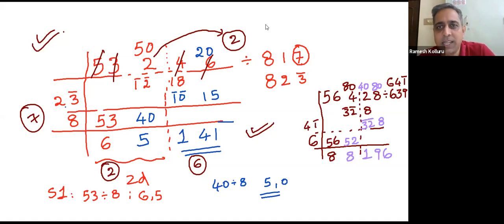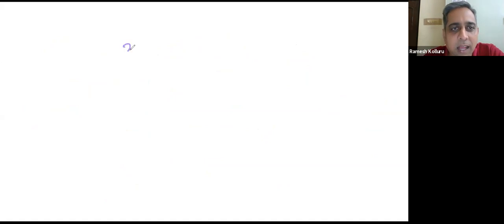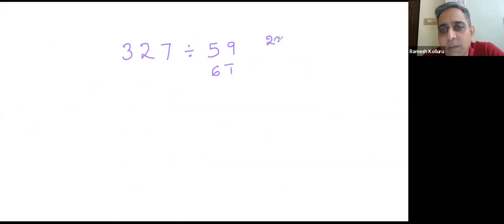Now I'm going to take the problem where 327 is divided by 59. Okay, so 6 1 bar, but I want 2 decimal digits. The rule is I want 2 decimal digits, and the second decimal has to be approximated, right?